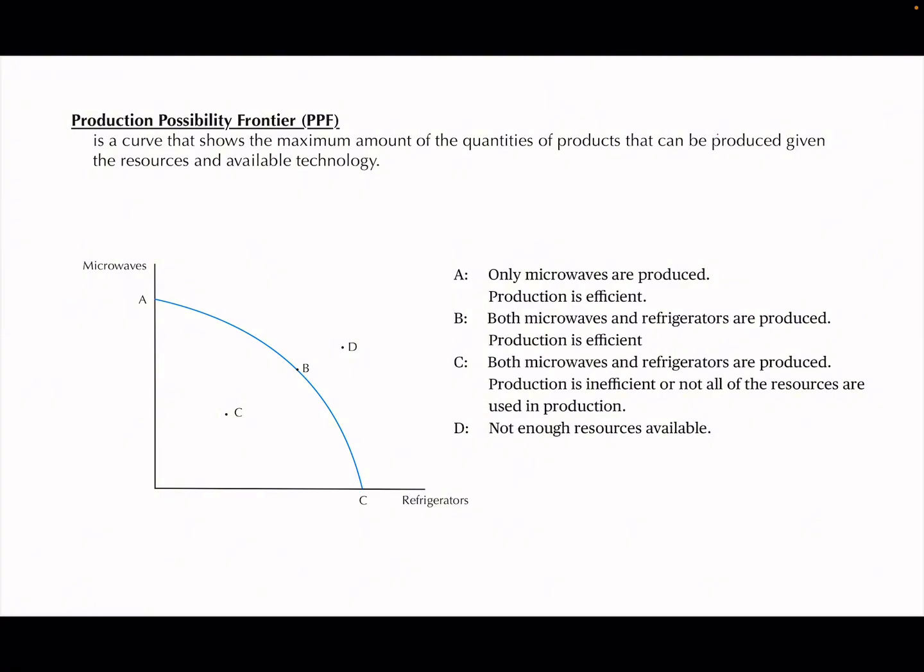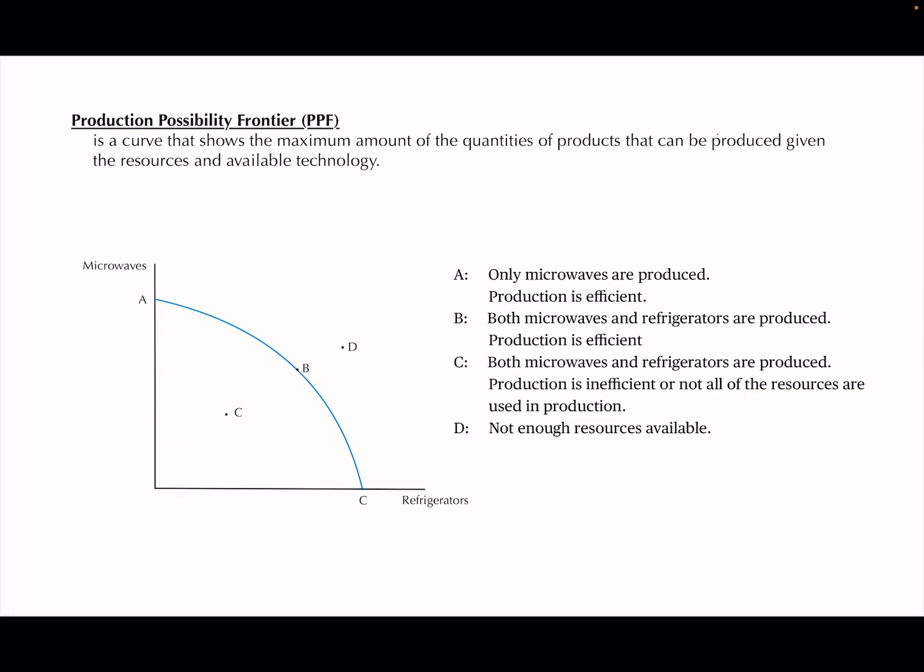Now, let's take a look at the PPF below. On the vertical axis, we have microwaves, while on the horizontal axis, we have refrigerators. At point A, we can see that it lines up with where the PPF intersects the vertical axis. Thus, at point A, production is efficient, and it is only producing microwaves.